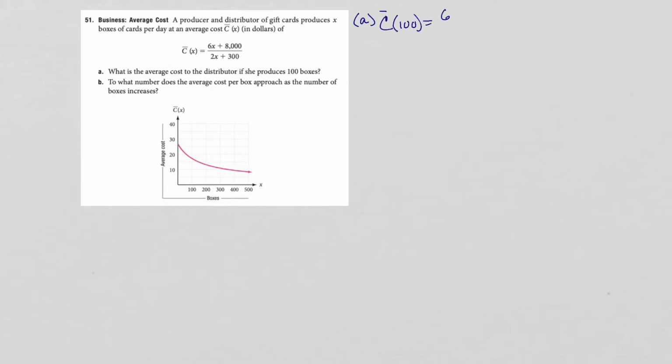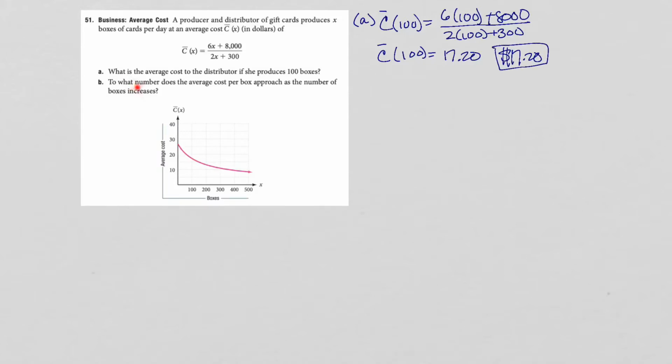So for part A, let's compute C bar of 100. And this will give us 6 times 100 plus 8,000, all of that divided by 2 times 100 plus 300. And when I made that computation, I got C bar of 100 to be 17.20. So the question says, what is the average cost? Well, the average cost, let's write that as $17.20.